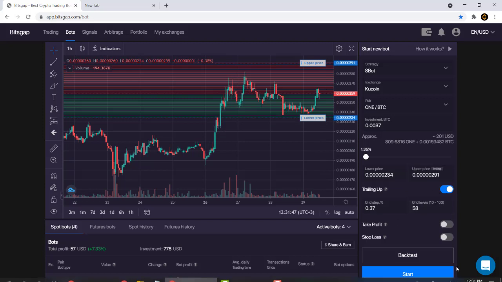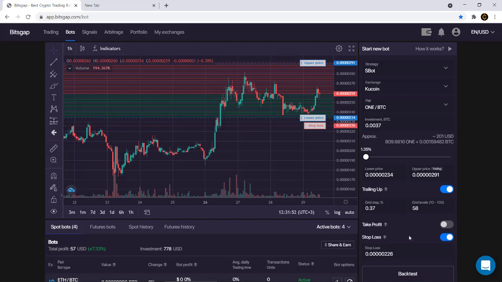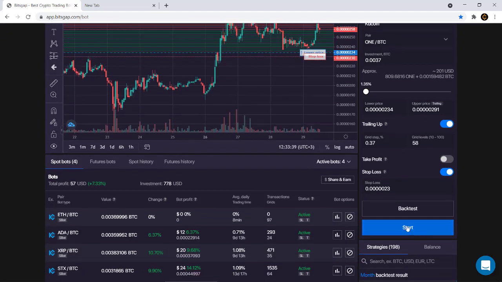Right, so we've got trailing up, put in a stop loss. Over here, we're not dealing with Ethereum and Bitcoin, we're dealing with another cryptocurrency, One. So with all other cryptocurrencies, apart from Ethereum, I'm more worried if it goes down in value. I'm worried that it might keep going down and down. And so therefore I'm going to put the stop loss just under the lowest level. All right, so let's start this grid bot.